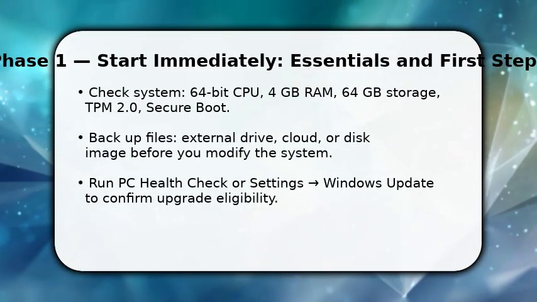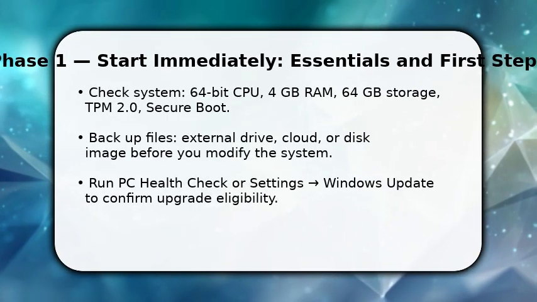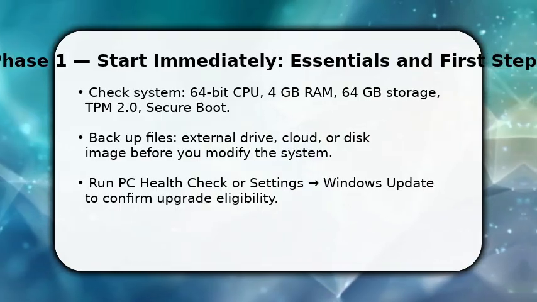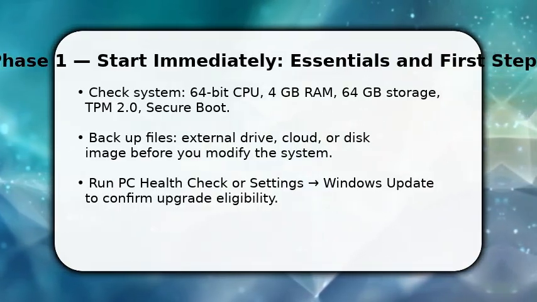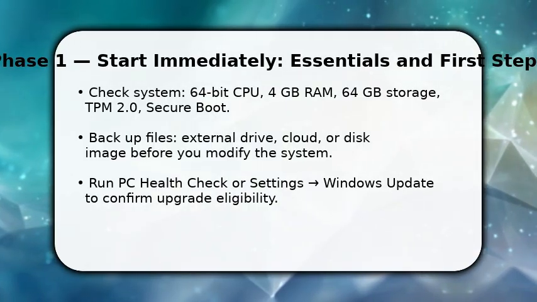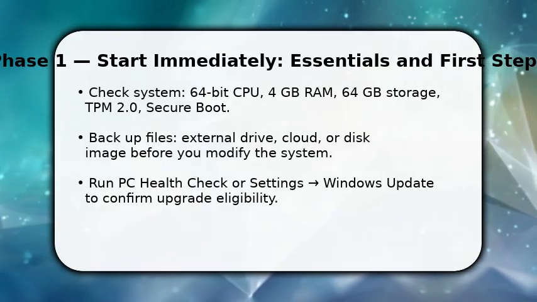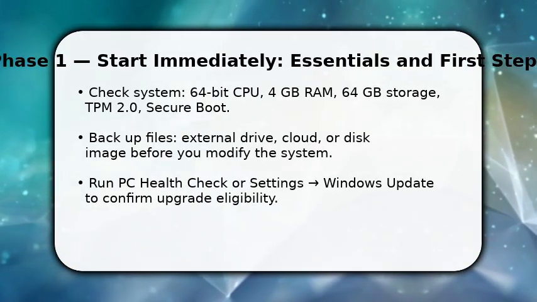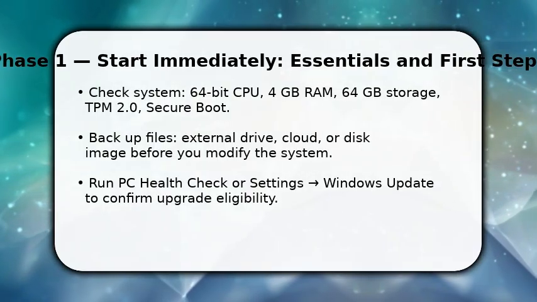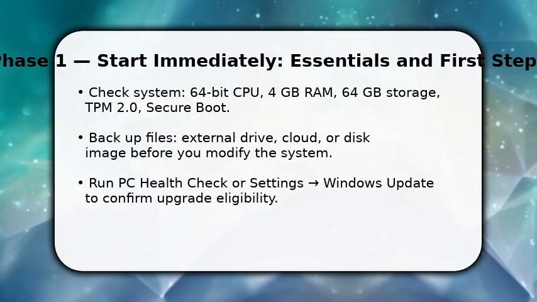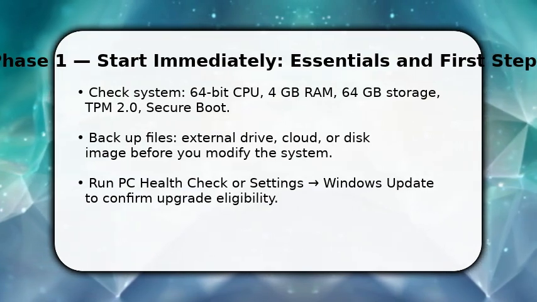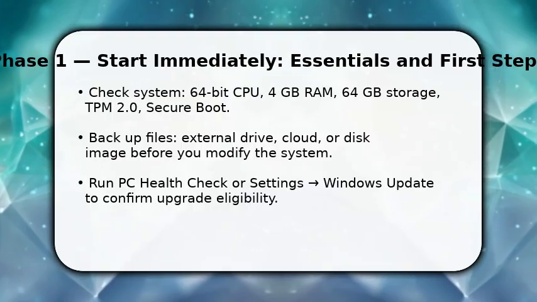You begin by confirming eligibility and protecting your data. Check that your PC has a 64-bit processor, 4 GB RAM, 64 GB storage, TPM 2.0, and Secure Boot enabled. These are required. Once done, back up everything to an external drive or cloud and create a recovery image so you can roll back if needed. Then run Microsoft's PC Health Check or open Settings, Update and Security, Windows Update to see the upgrade path. If eligible, choose to download the installer and prepare for the next step.